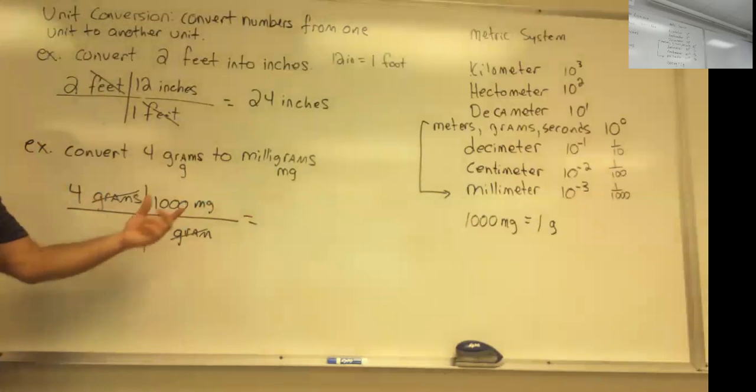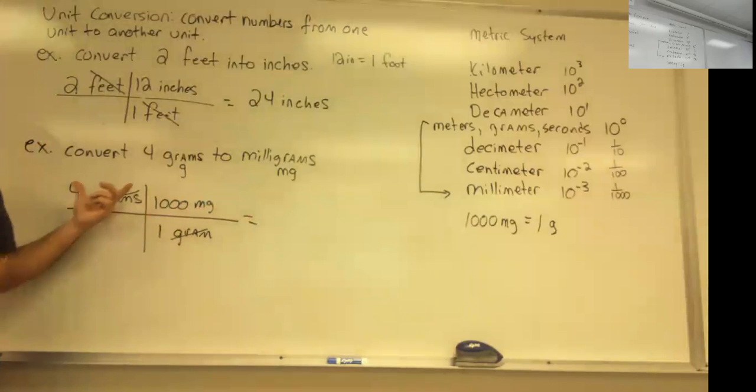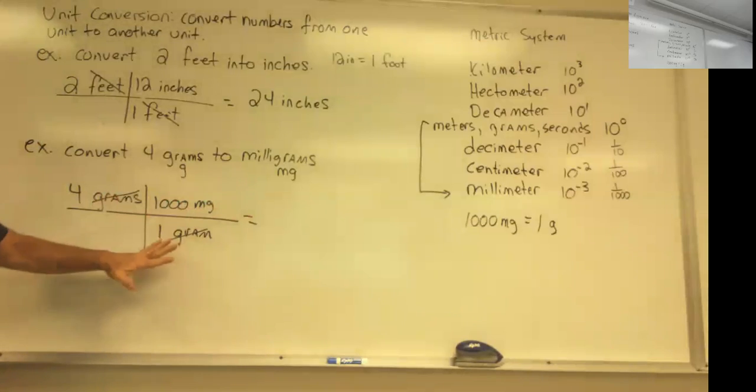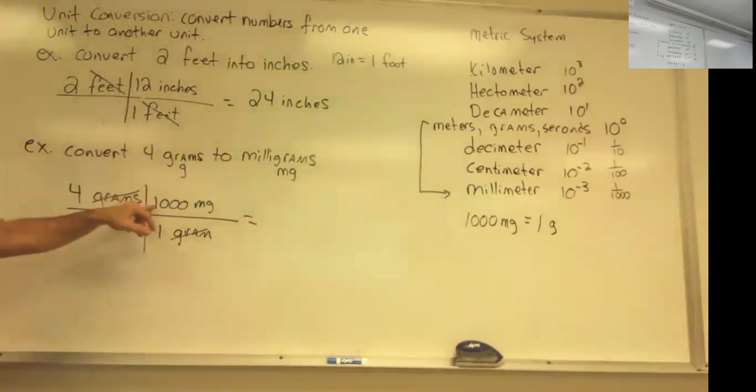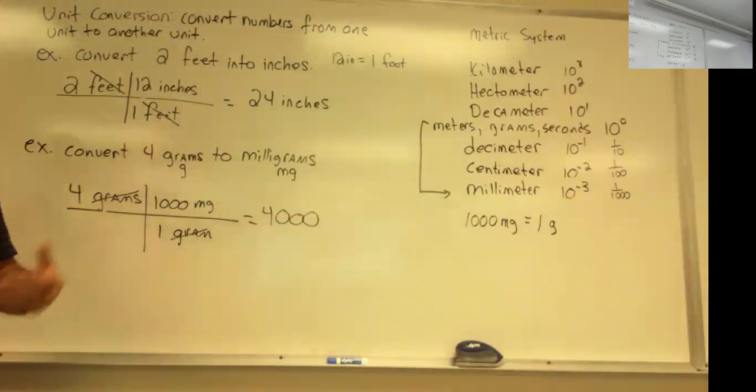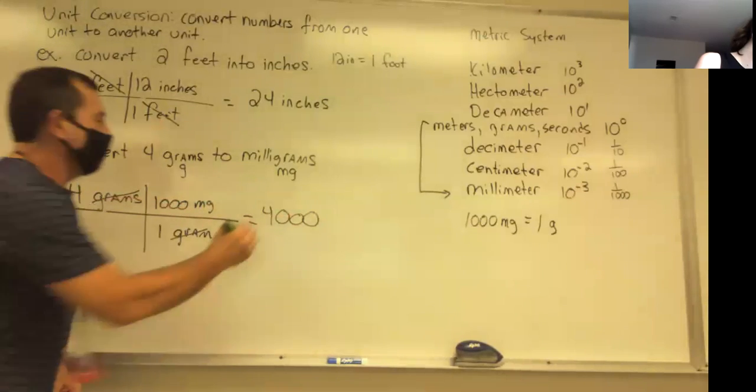Now, doesn't it make sense? There better be a whole lot more milligrams than there were grams when I started with this, right? Well, here we go. Nothing on bottom other than a 1, so we're good to go. So we're gonna multiply the top, 4 times 1,000. Gives me 4,000, and the units would have to be milligrams.